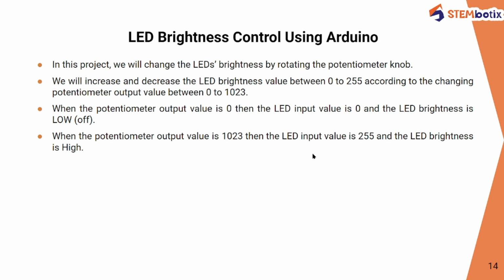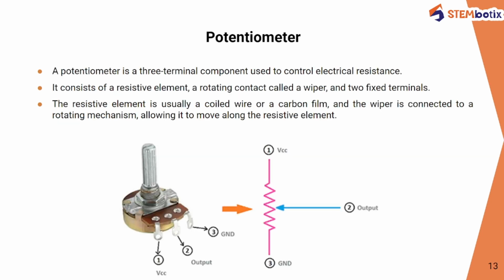So in here we are going to control the LED's brightness using Arduino and a potentiometer. The potentiometer is used to control the brightness and Arduino is our microcontroller. So in this project, we'll change the LED's brightness by rotating the potentiometer's knob. Here you can see that a potentiometer has a knob, and this knob is used to change the brightness. Means after changing, you can see that the LED's brightness will change as per the change in the potentiometer.